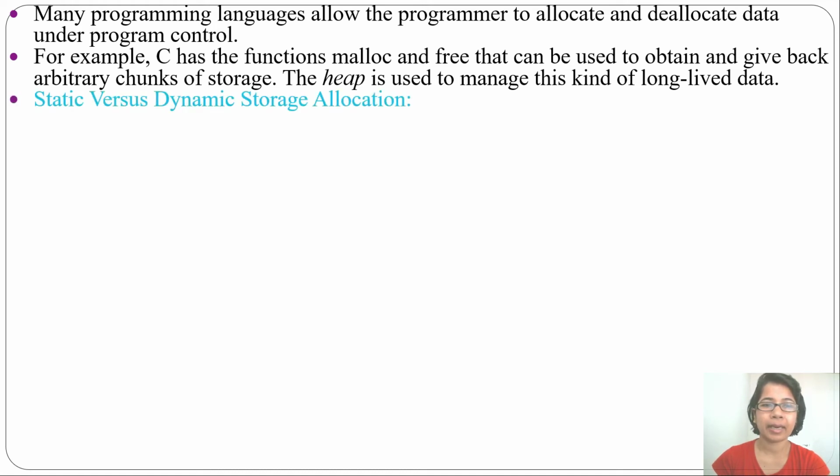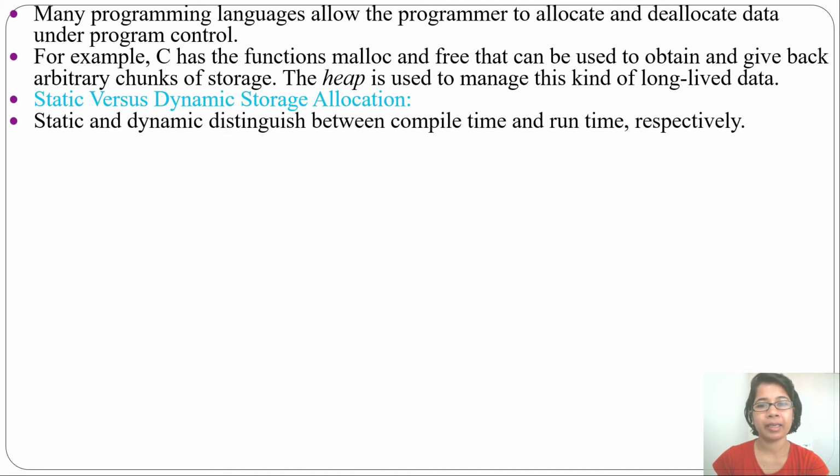Next, I will discuss static versus dynamic storage allocation. Static means which are constant, dynamic means which can change. What the compiler can decide by seeing the text of the program will be in static, while what will be decided during runtime will be stored in dynamic storage. Stack and heap are dynamic storage while static and code are static storage. Static and dynamic distinguish between compile time and runtime. Compile time is static while runtime is dynamic.